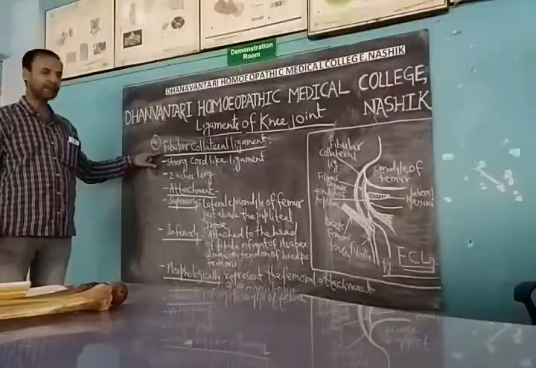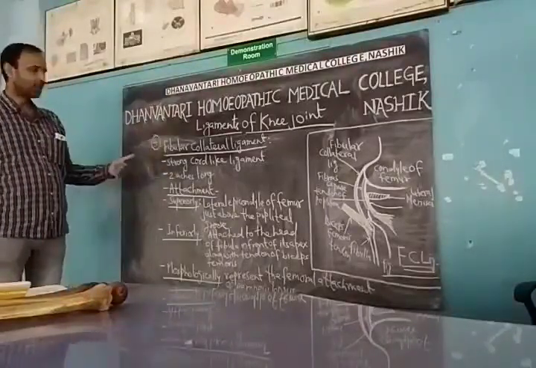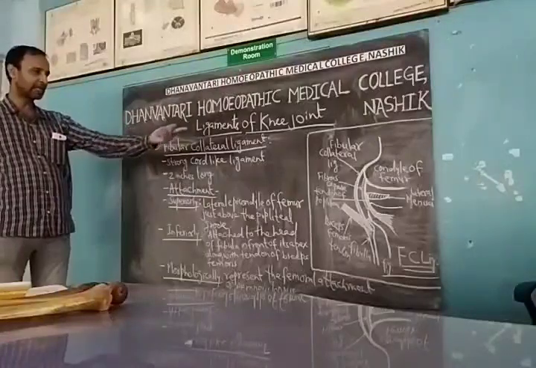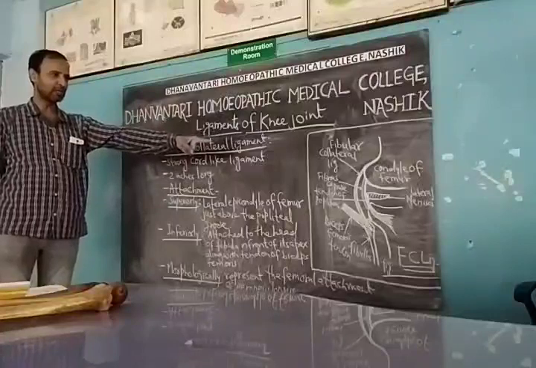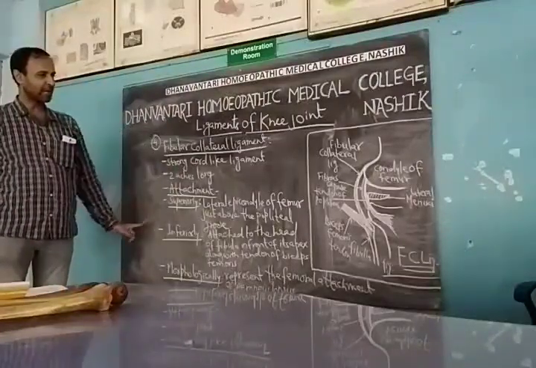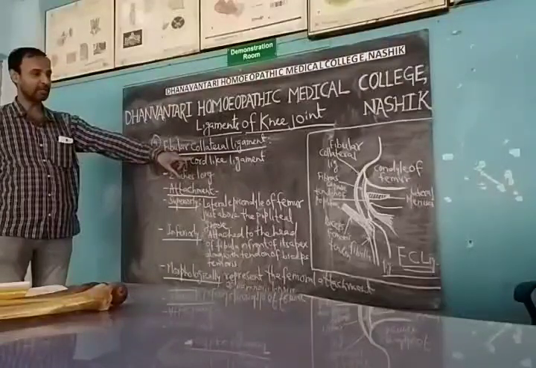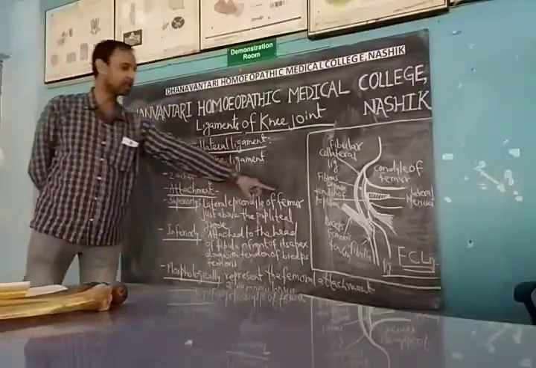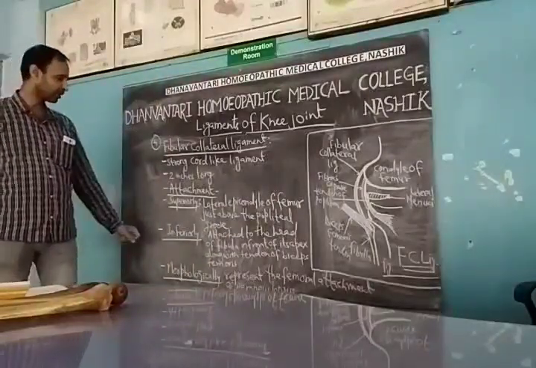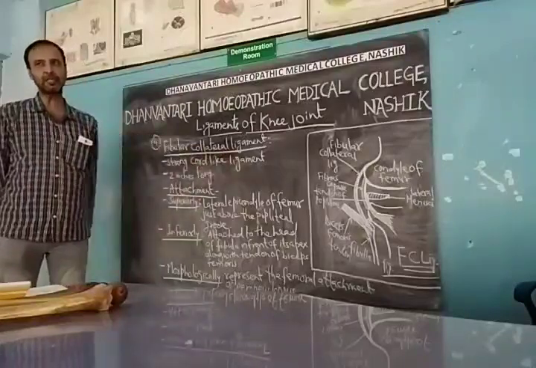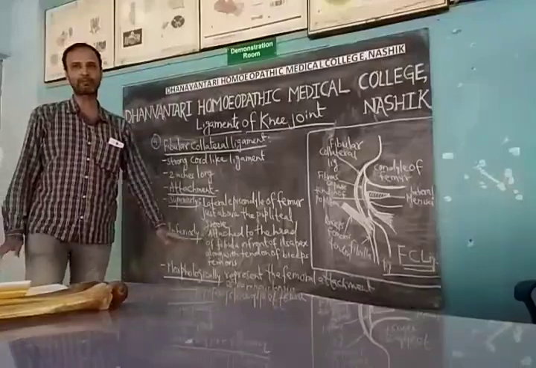So these are the 4 points we can describe in short. The fibular collateral ligament is a strong cord-like ligament, as I have shown in the diagram, 2 inches long, with 2 attachments: superiorly to the lateral epicondyle of the femur, and inferiorly to the head of the fibula near its apex, along with the tendon of the biceps femoris. Morphologically, it represents the femoral attachment of the peroneus longus. This is all.